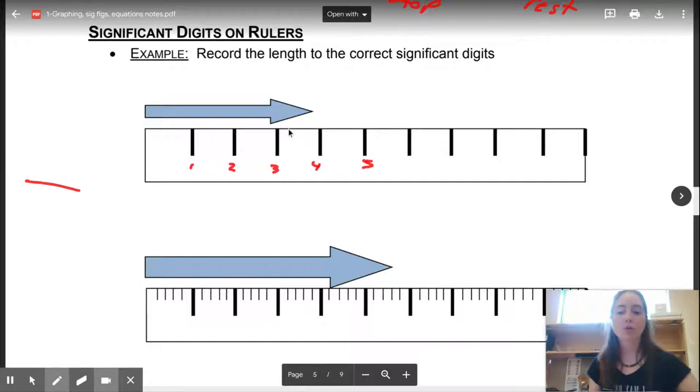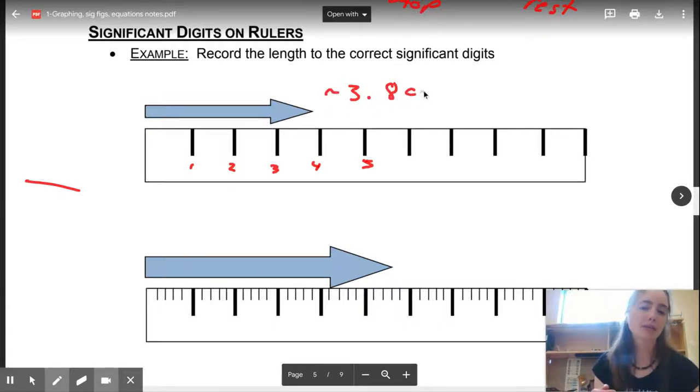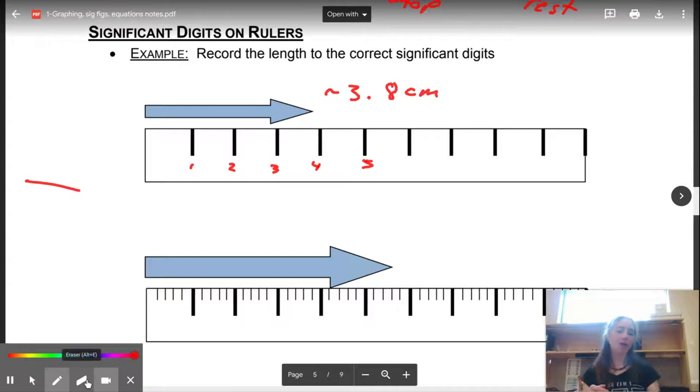So I can guarantee 3. I look at 3, guaranteed, and now I go, well, we don't quite reach 4. Well, I can say that we are about 3.8 centimeters. Can I say 3.84957? No, I just made those other numbers up.